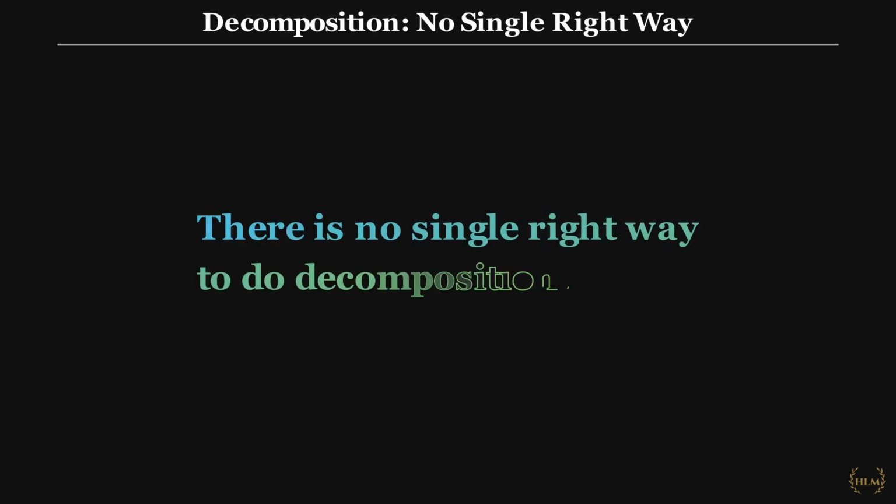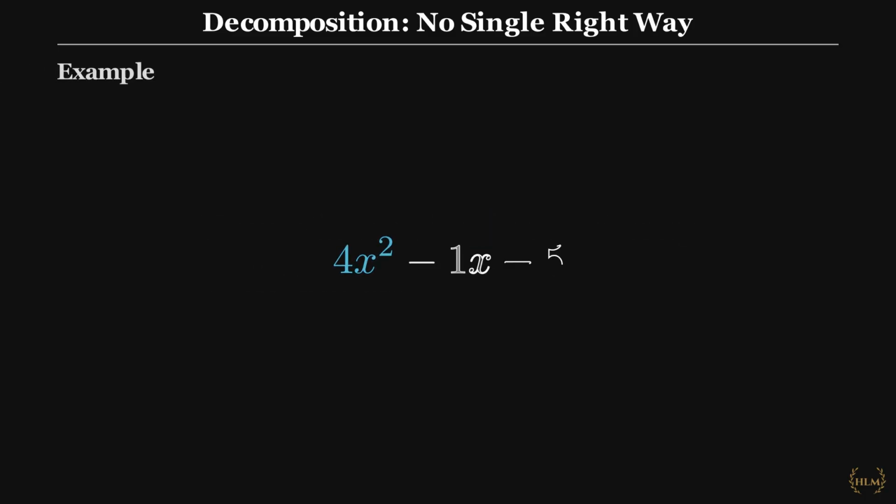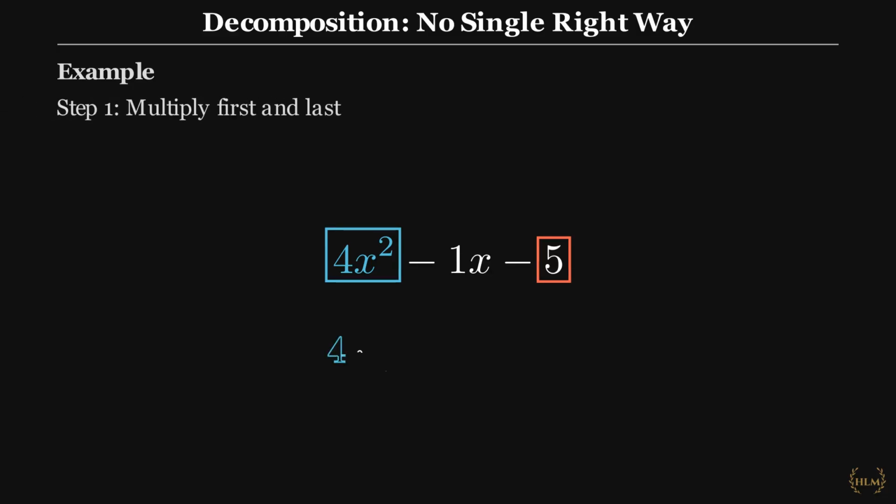What if I told you that there is no right way to do decomposition for a trinomial? So let's do an example. We have 4x squared minus 1x minus 5 as our trinomial. The first step in decomposition is to always multiply the first and last number together, which is 4 and negative 5. So the product of 4 and negative 5 is negative 20.